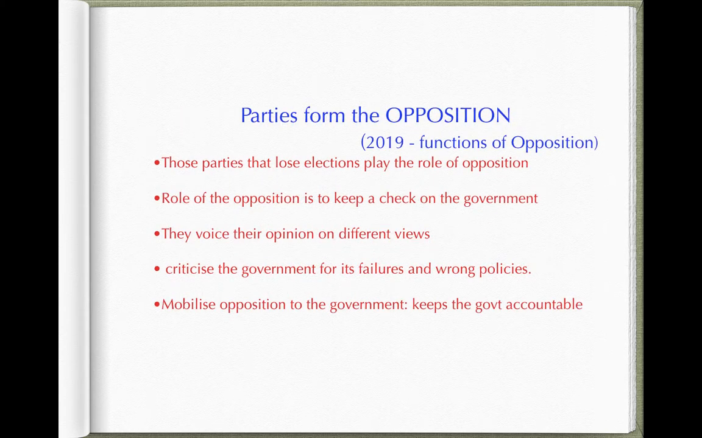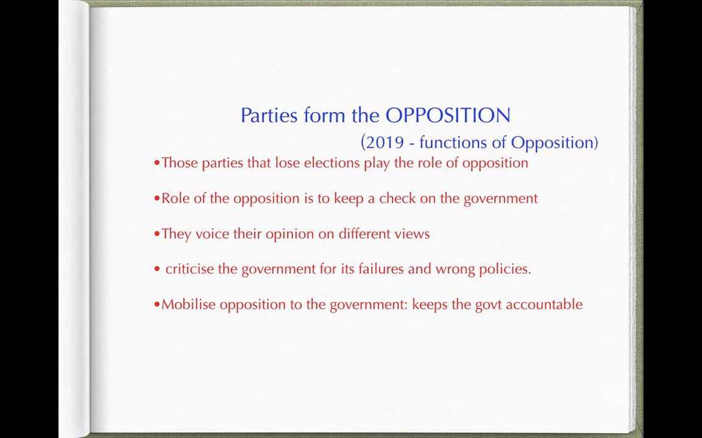Now, the parties also form opposition. The party that wins the election forms the government, right? But the party that does not win the election also has a very important role, and that is they form the opposition. Now, in a democracy, the opposition also has a very important function. That means the opposition has a very important role.